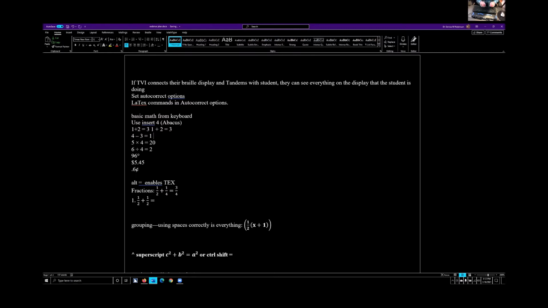Yeah, doing webinars and having audio feedback from other people. Okay, space. Dash. Space. 3. Equals. Space. Okay. 1. Once again, really easy.